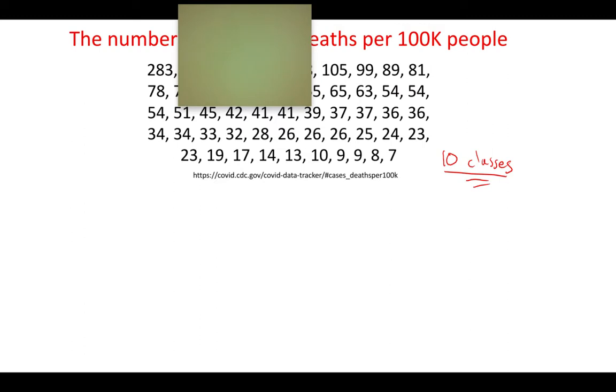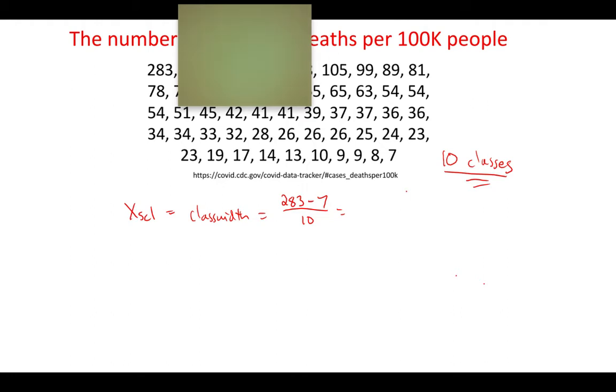So for XSCL, we're going to do our class width, which is the biggest minus the smallest. So 283 minus 7 over the number of classes. So you do have to do that calculation on your own.